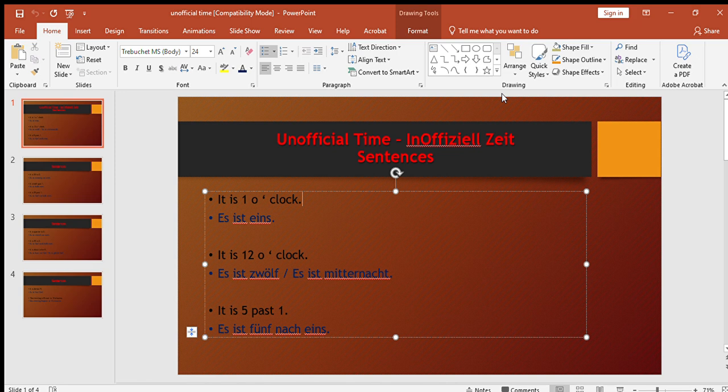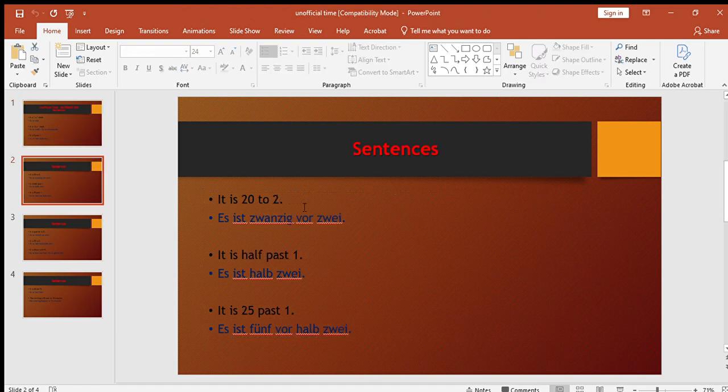It is 5 past 1. Es ist 5 nach 1. It is 20 to 2. Es ist 20 vor 2.